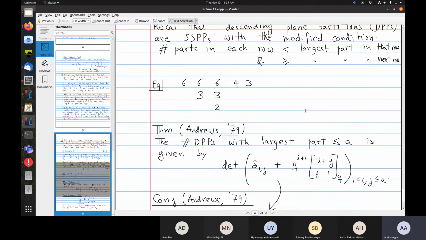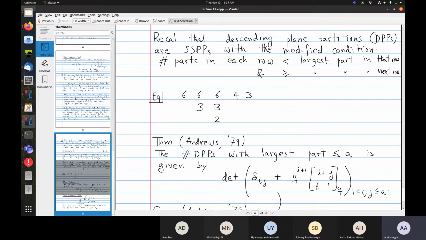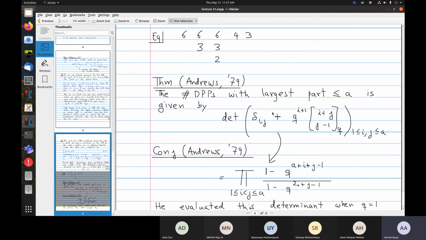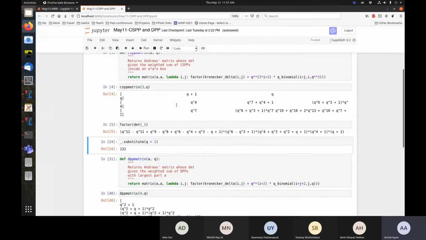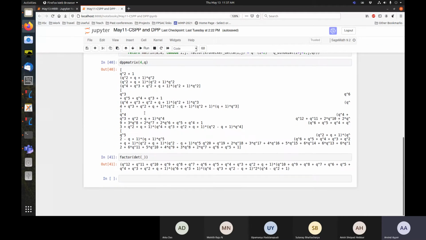And I said that using similar methods, Andrews was able to evaluate the number of descending plane partitions, which are strict shifted plane partitions with two extra conditions: the number of parts in each row is less than the largest part in that row, and is greater than or equal to the largest part in the next row. And this was an example. After the class, I added that also to Sage, and showed some examples.